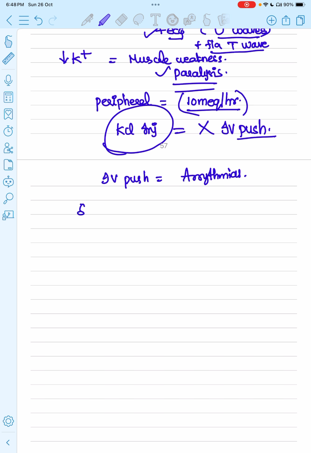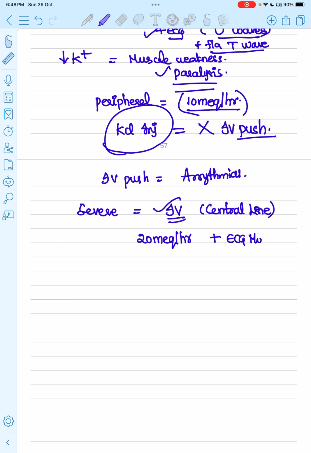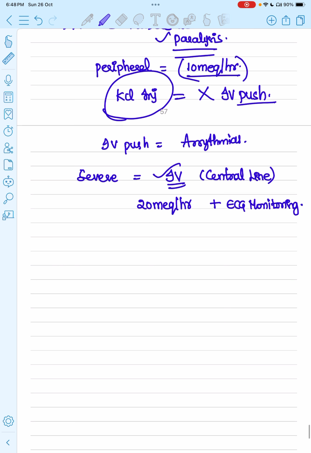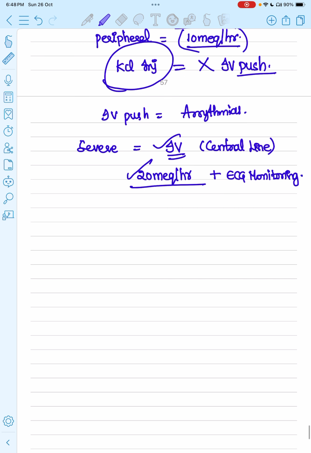Now, we'll see about severe hypokalemia. Here, in severe hypokalemia, you should definitely prefer IV, and it is via central line. The maximum dose you can give is 20 milliequivalent per hour. It is to be done with ECG monitoring. In severe hypokalemia, you can watch for ECG changes, U waves, and flattening of T waves.